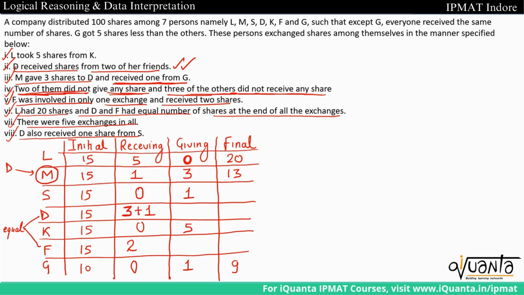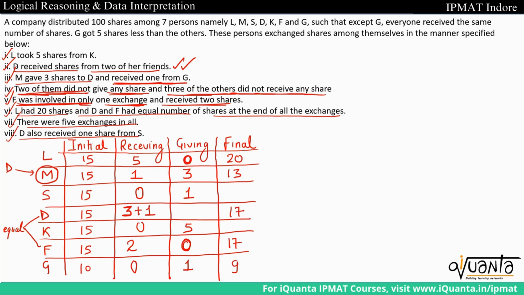It was also given to us that F was involved in only one exchange and received 2 shares, so F will not be giving away any share. So finally F will be having 17 shares. Now it was also given that D and F have equal number of shares. So if F has 17, D will also be having finally 17 shares.